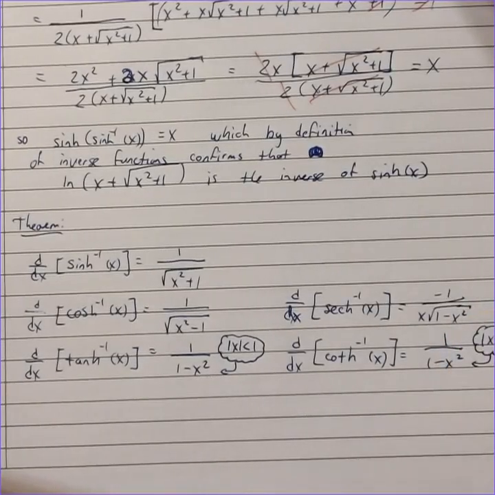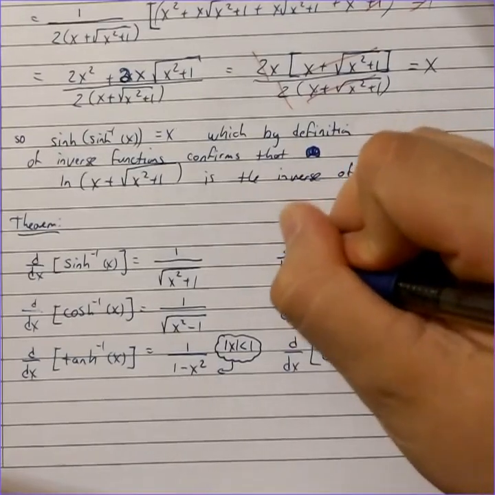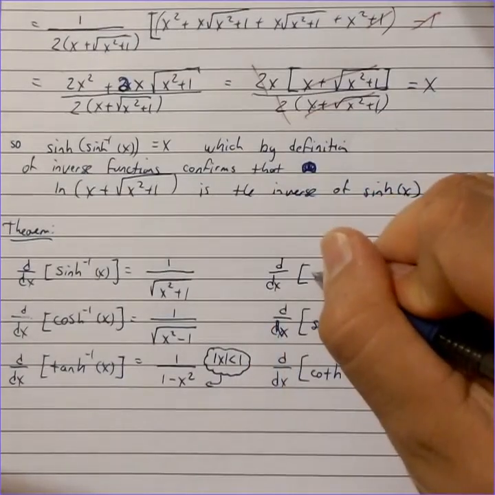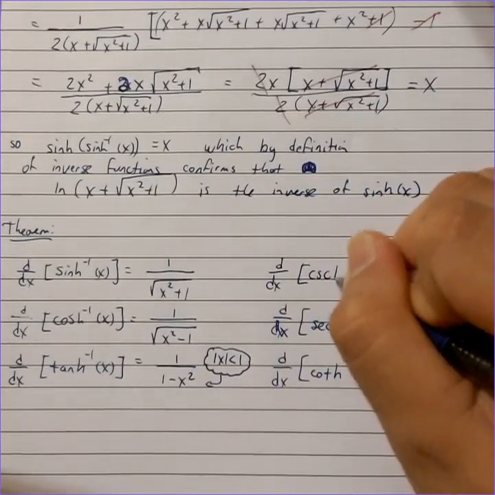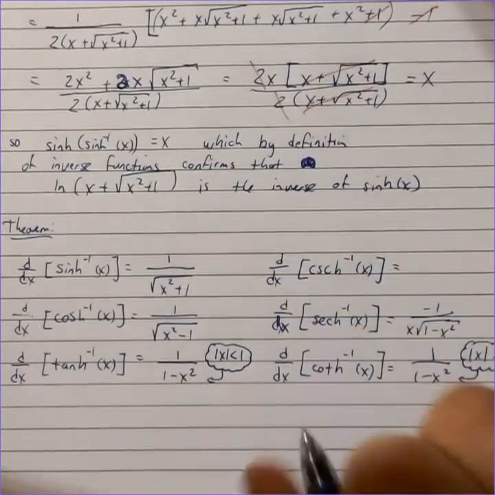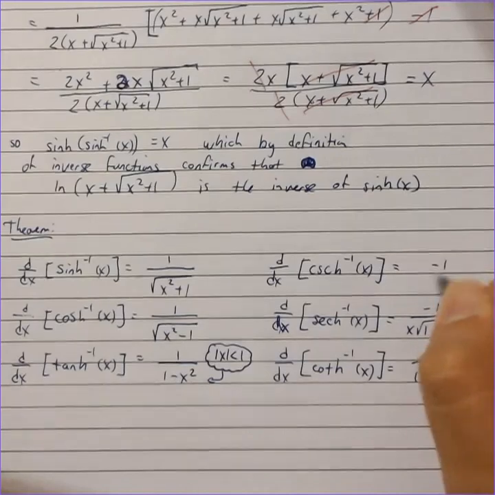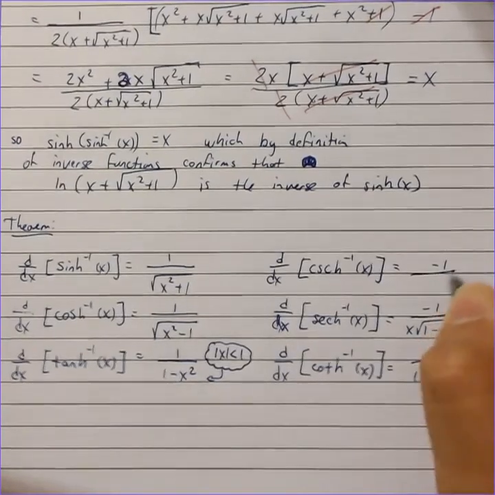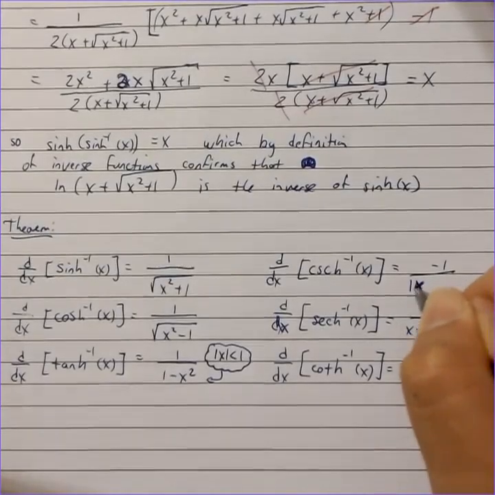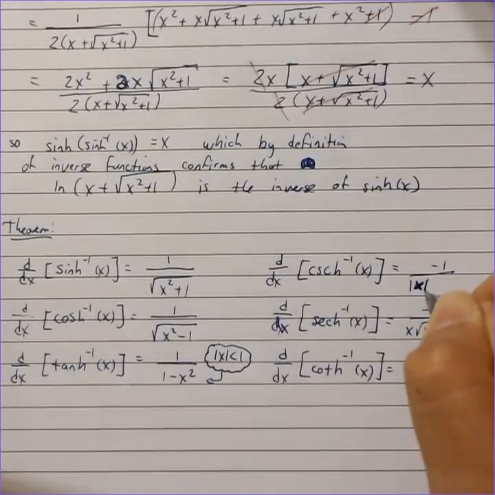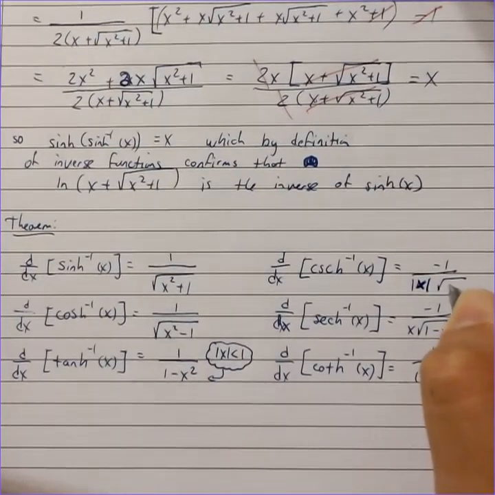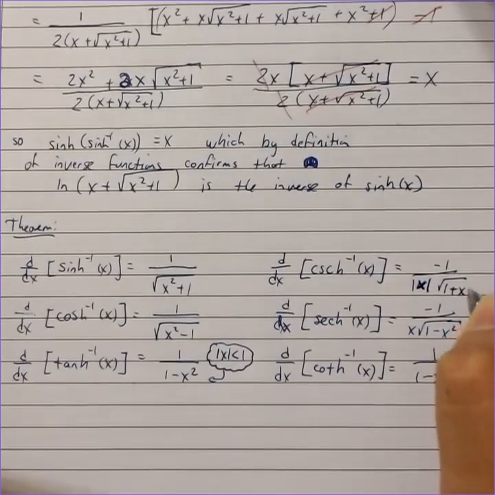Okay. And over here, if you take the derivative with respect to x of the inverse hyperbolic cosecant function, csch inverse of x, that's going to give us minus 1 over the absolute value of u. Oh, sorry, absolute value of x, square root of 1 plus x squared.